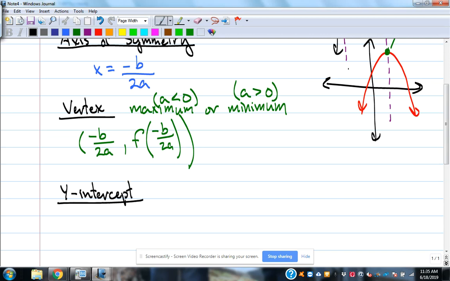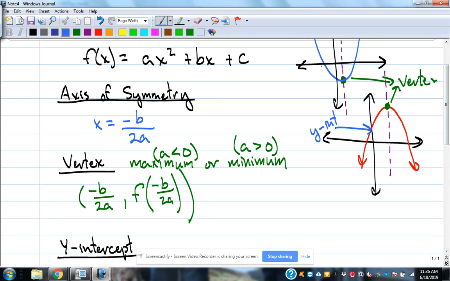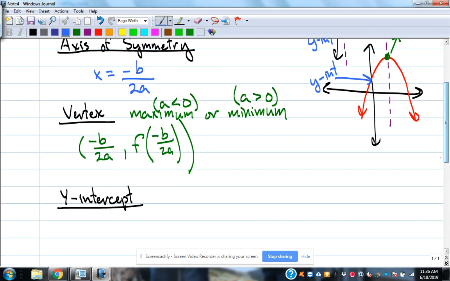Y-intercepts are where they cross the y-axis. Right there's a y-intercept. On this other one up here, right here, is a y-intercept. Y-intercepts, if it's in standard form, are going to be at 0, f of 0. So 0 for x. Plug it in. Work it out. That's going to get you the y-intercept. Always. Y-intercepts: plug a 0 in for x. Work it out. That's all we got to do.